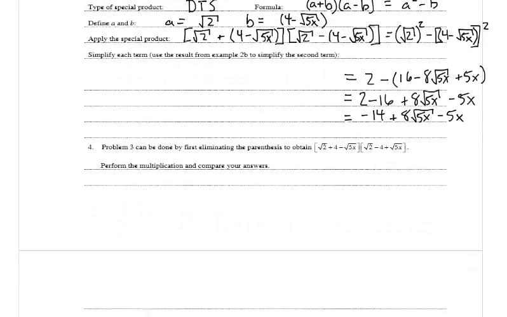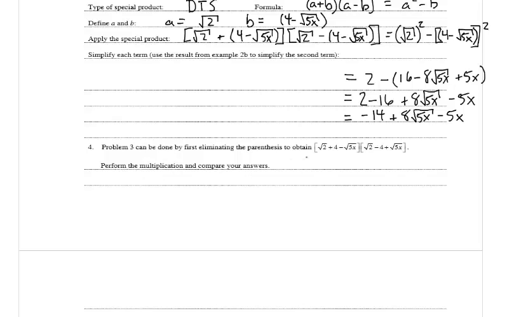And in problem 4, it says problem 3 can be done first by eliminating the parentheses to obtain the square root of 2 plus 4 minus the square root of 5x, times the square root of 2 minus 4 plus the square root of 5x. And it says perform the multiplication and compare your answers.